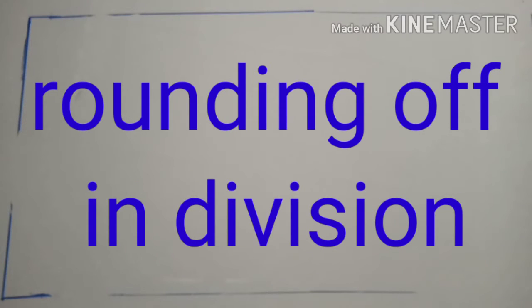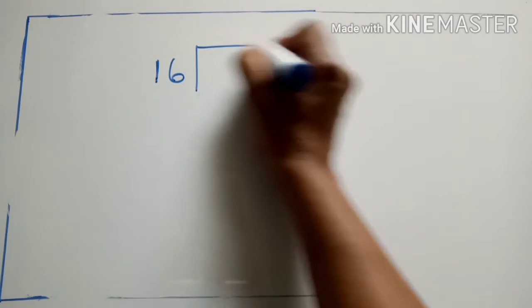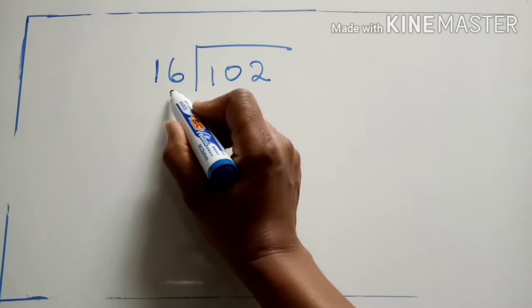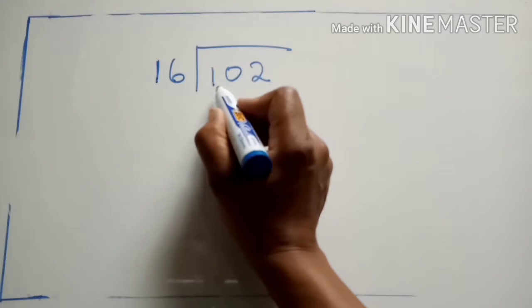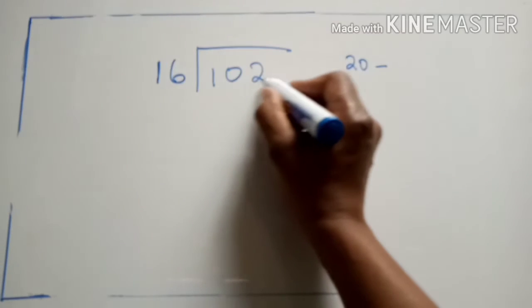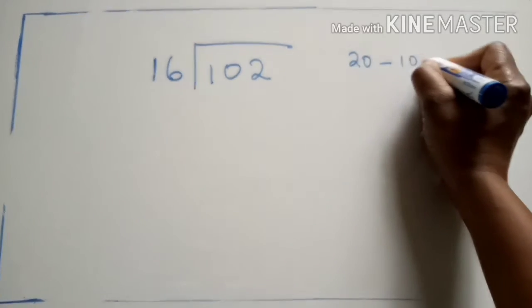Now in this session, we are going to look at how we use rounding off when dividing. We are going to start off with 102 divided by 16. 16 divided into 102. So 1 divided by 16 is impossible. 10 divided by 16 is impossible. So we take 102. We are going to round off 16 to the nearest tens, which is 20. 102 to the nearest hundreds, because this is in hundreds, is 100.